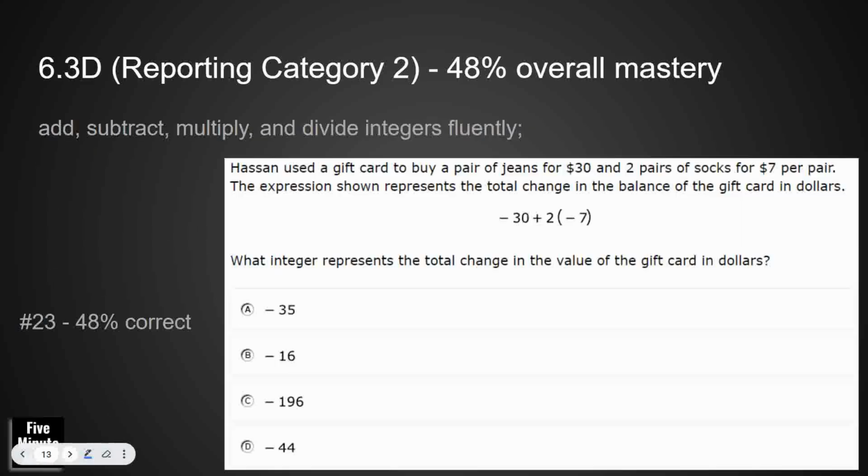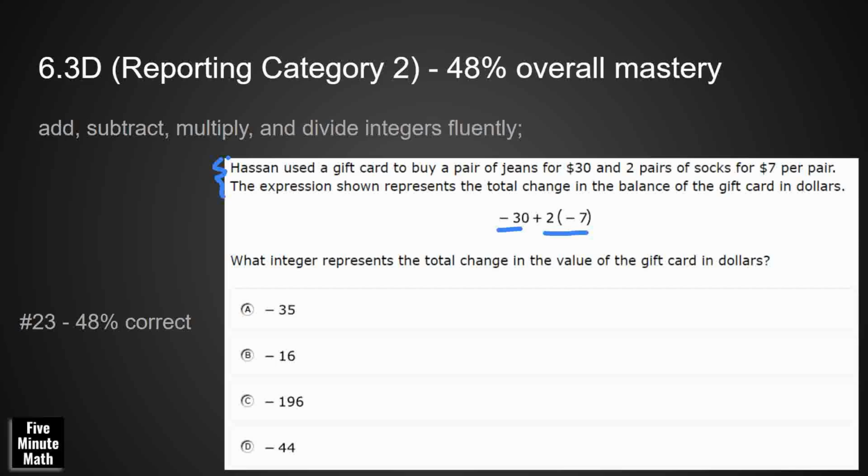All right, so we're looking next at 6.3D. This is in reporting category 2, 48% overall mastery. We're just adding, subtracting, multiplying numbers. And we've got this whole problem situation we really don't need because they give us the expression right here. So, which integer best represents the total change in value in the gift card?